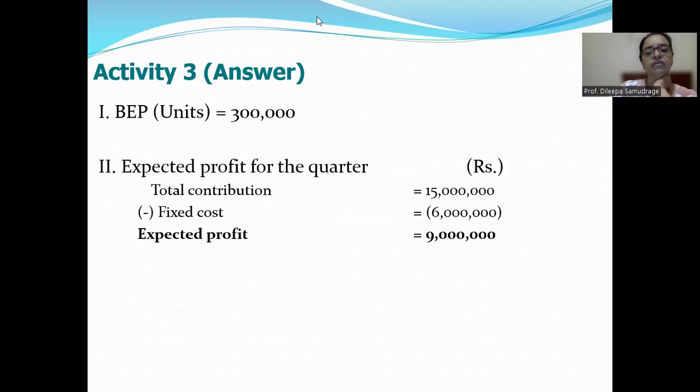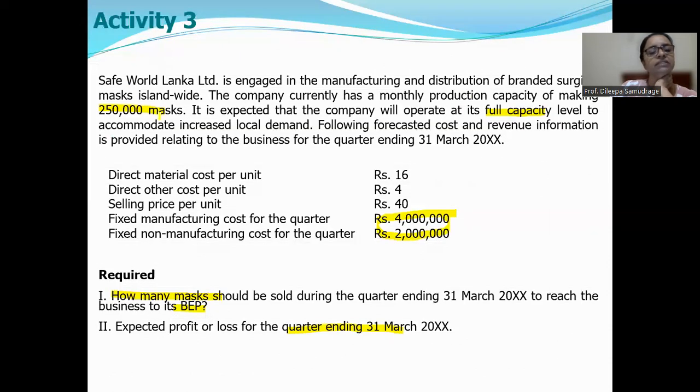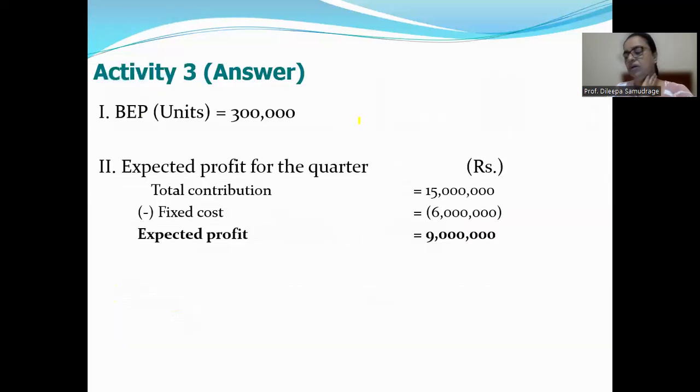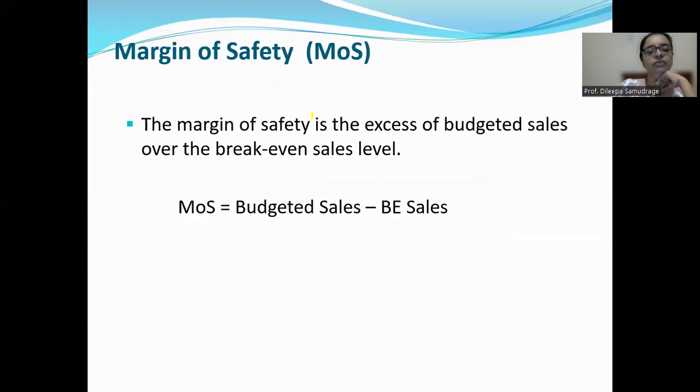So I think you ignored the quarterly information. This is the monthly production capacity. Clear? Yes, madam. Then we'll move to the next one, margin of safety.